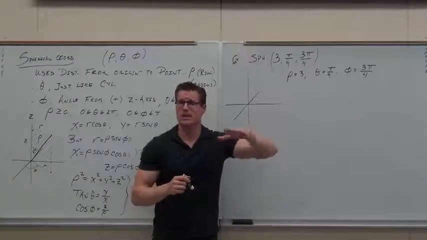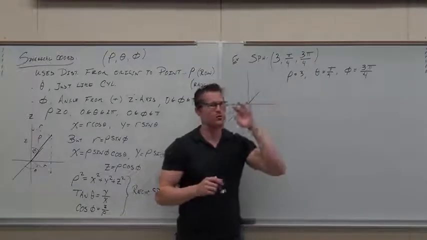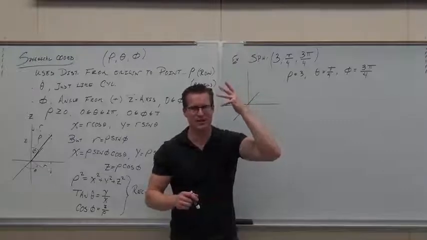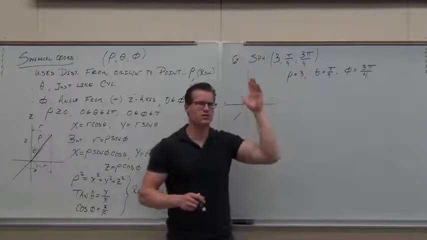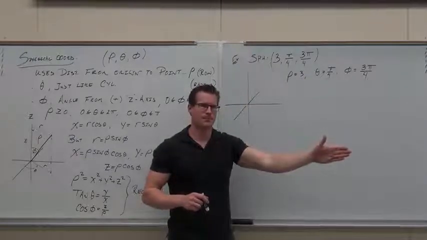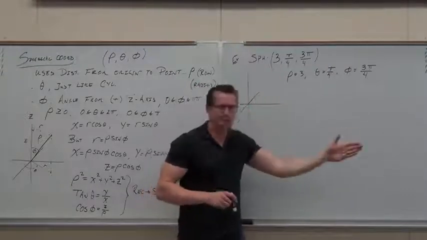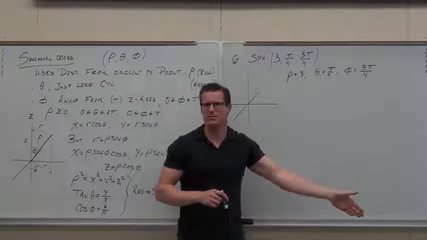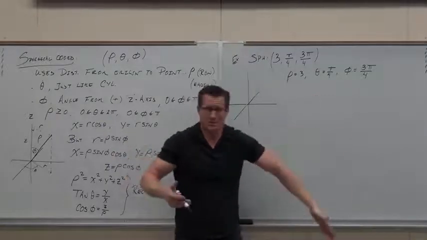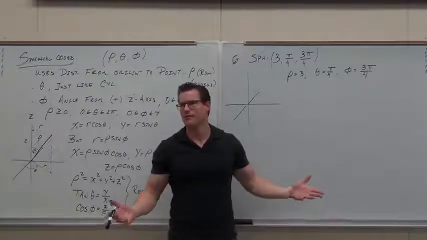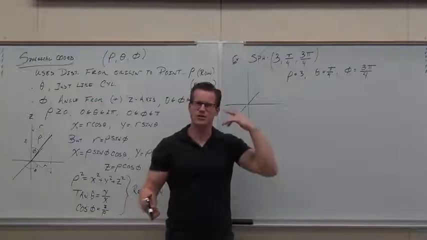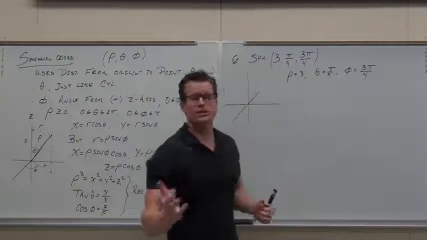I guarantee you, picture this in your head, any phi value past pi over 2 is going to give you a negative z. Do you guys see that? At pi over 2, you're on the xy plane. Past that, negative z. Before that, positive z. Past pi, you can't. Does it make sense to you? Visualizing it helps a lot.